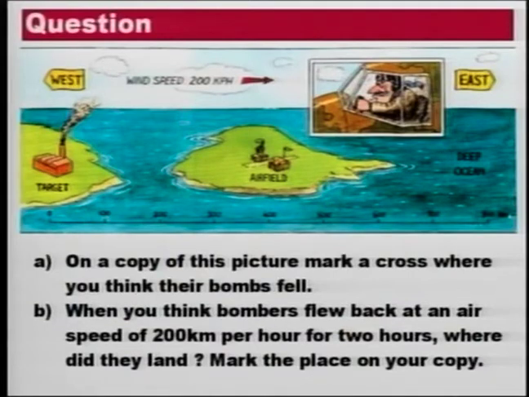If the pilots, according to the information given, were asked to drop their bomb, but they have to fly for 2 hours at 200 kilometers per hour before they drop it, where do you think the bomb will actually fall? That's the first activity you are going to discuss, and you are going to put an X to mark where you think on that diagram the bomb will fall.